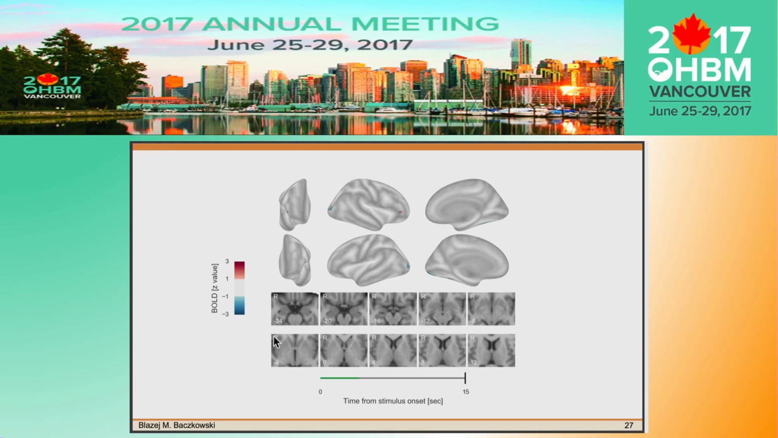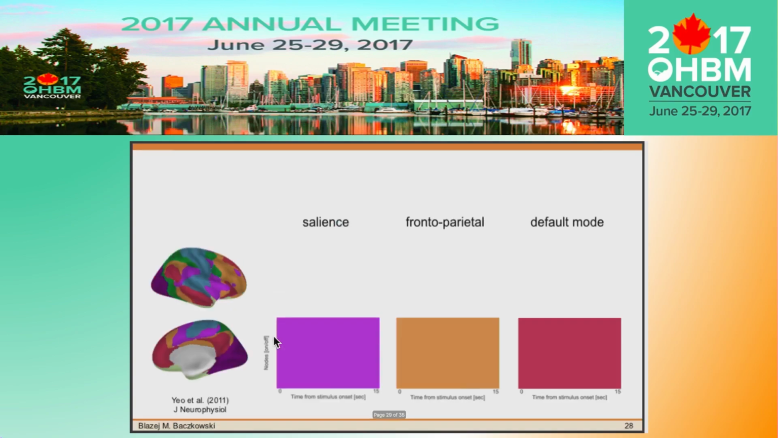networks. And I would like to illustrate this again, but in a much more compact way. To do it, I use parcellation of resting state networks provided by Yeo and colleagues, and I focus on 3 of them: salience, frontoparietal, and the default mode, which are represented here in these color-coded blocks at the bottom. What these blocks represent is that their columns are time points from the stimulus onset, and rows are nodes that belong to these particular 3 networks.